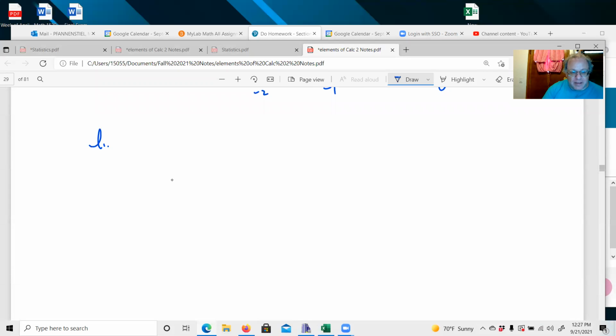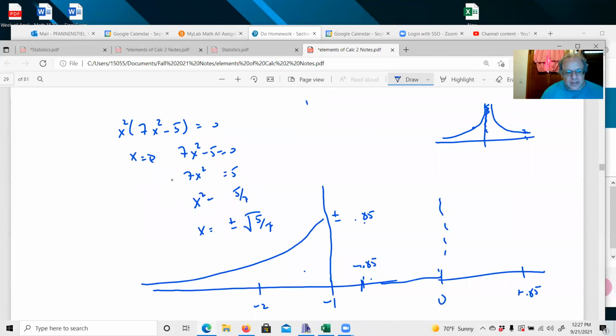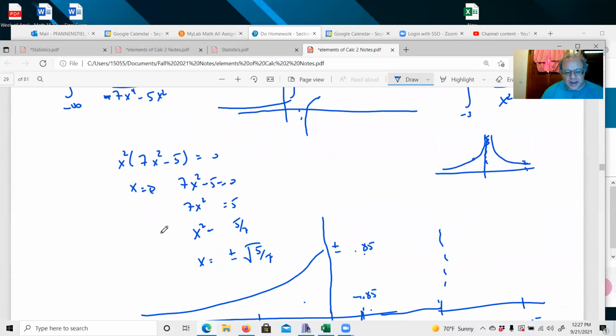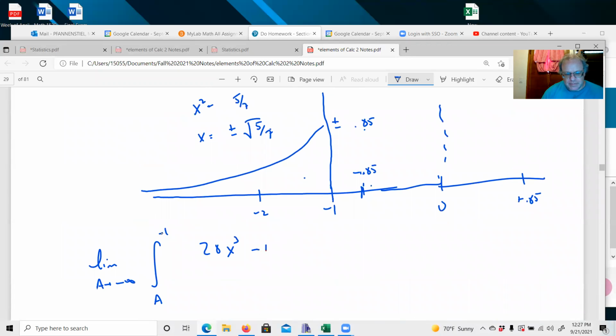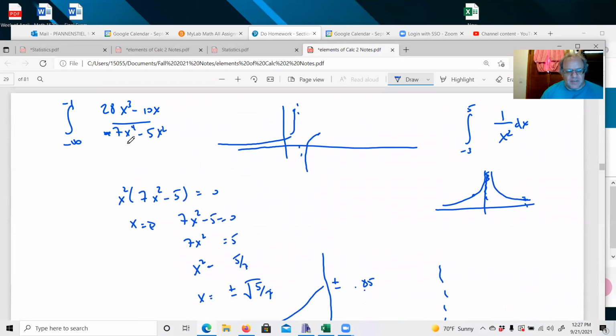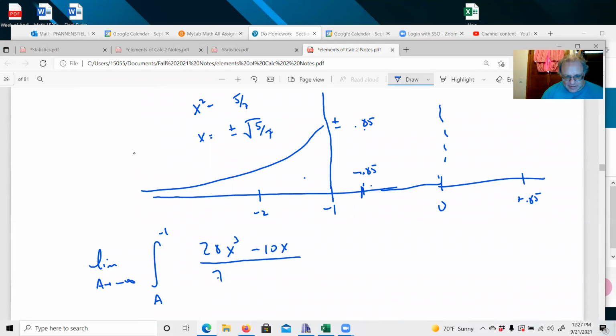So we're going to have the limit as a approaches negative infinity of the integral from a up to negative 1 of 28x cubed minus 10x, and on the bottom we have 7x to the 4th minus 5x squared, dx.